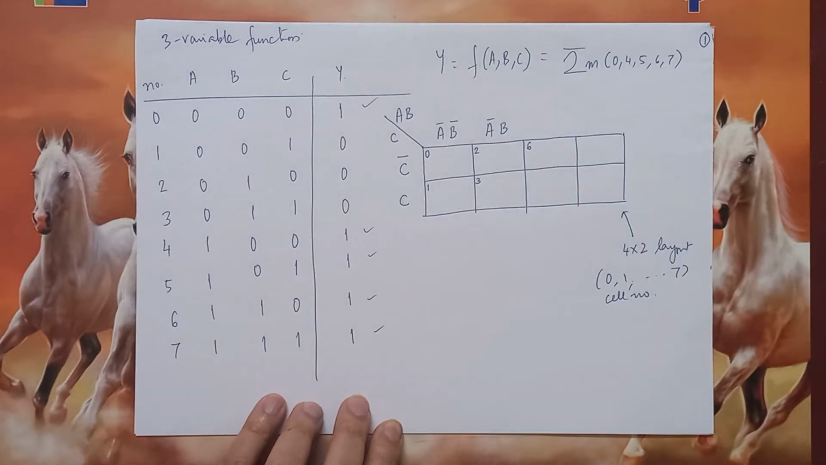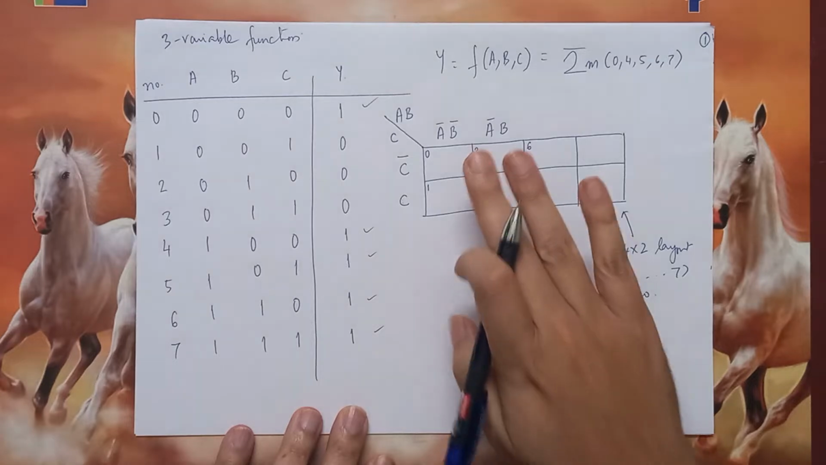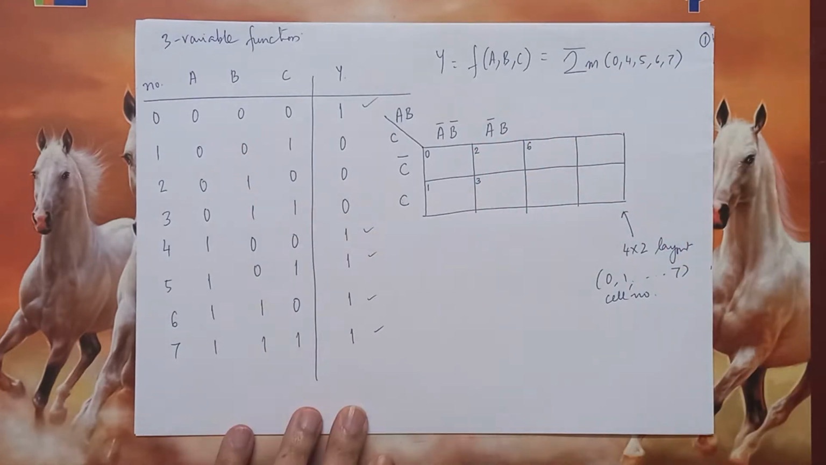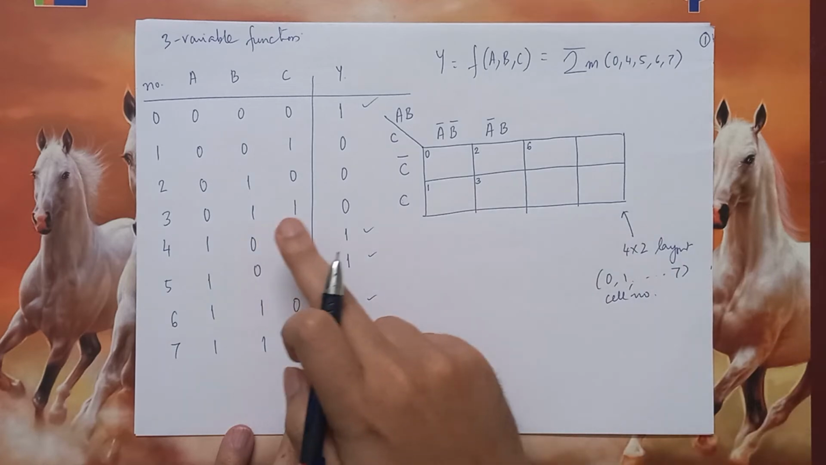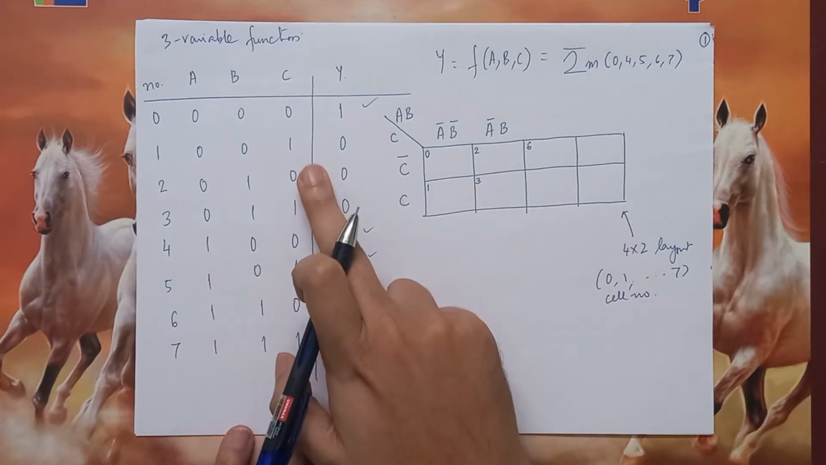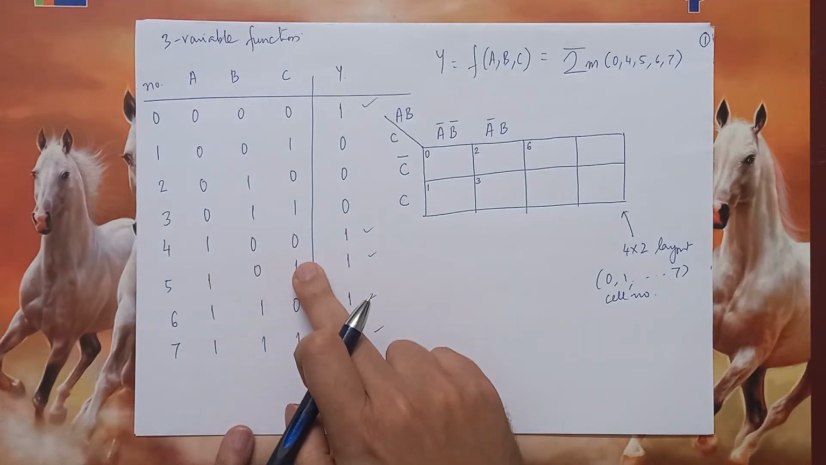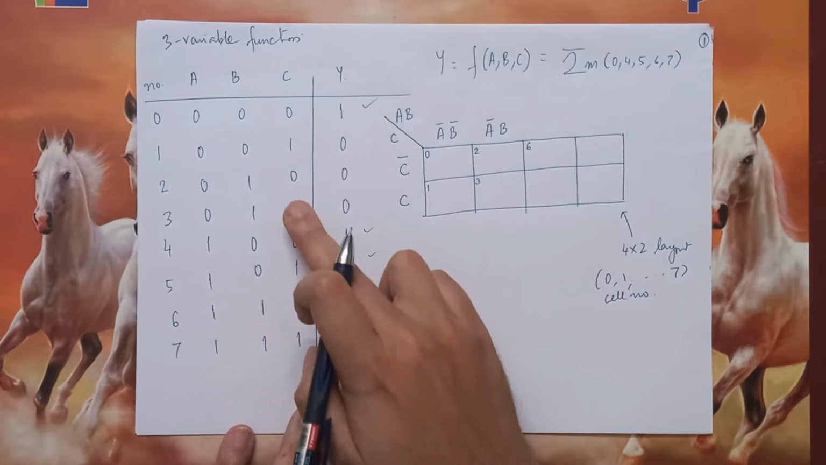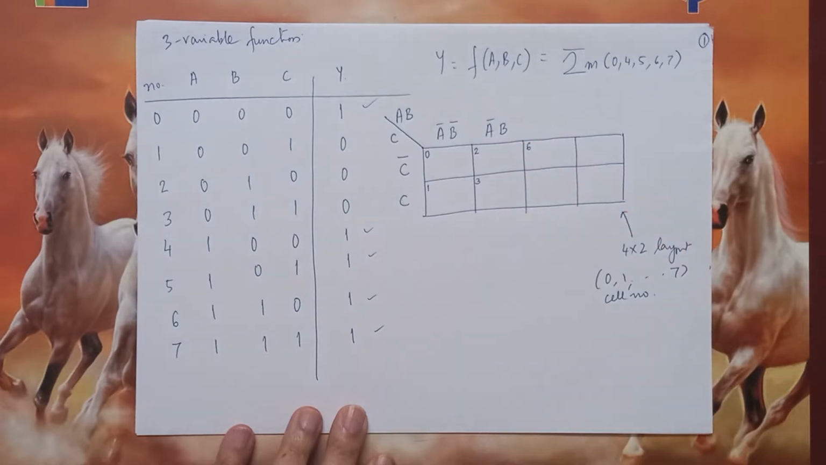Let me repeat. We are considering this cell number 2. Now we have to check which is the next number above 2 that differs in only 1 bit position. 3 is already marked, so we will not consider that. 4 differs from 2 by 2 bit positions, this one and this one. 5 differs from 2 by 3 bit positions, all of them. But 6 differs from 2 by only the MSB position. So therefore, this I am numbering as 6.